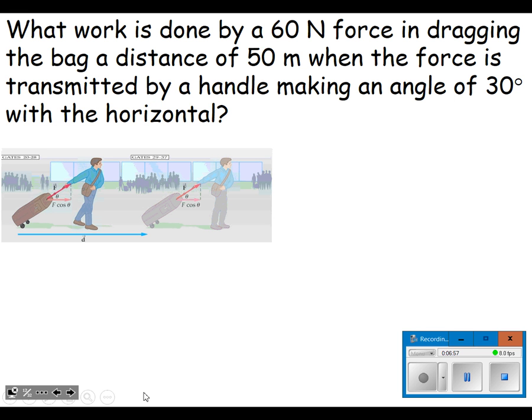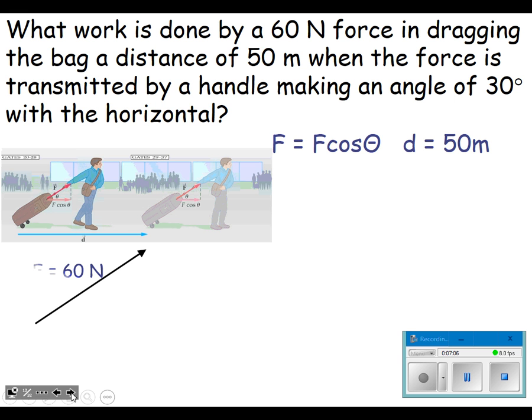Okay? So what work is done by a 60 Newton force in dragging a bag a distance of 50 meters? The force is transmitted on a handle that makes a 30-degree angle. So we can find the force by realizing our force is at an angle. We know it's 60 newtons, and we know that we need to look at components. We know the angle to be 30 degrees.